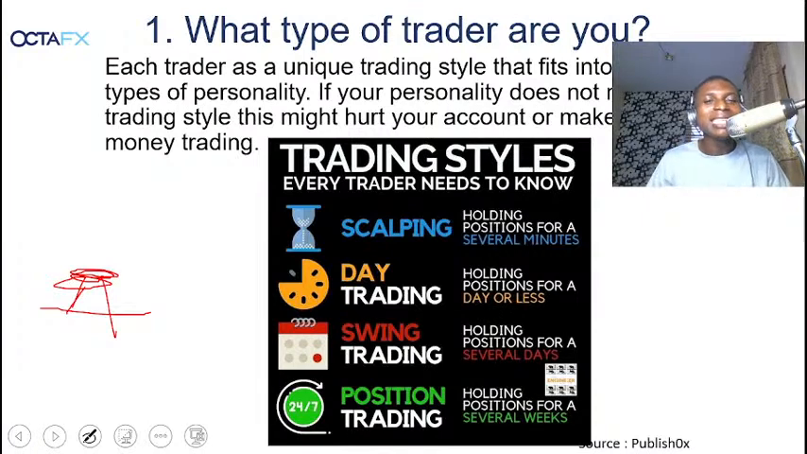So a swing trader is that trading style where a trader holds a position for more than 1 day, for several days. 1, 2, 3, 4, 5 days.